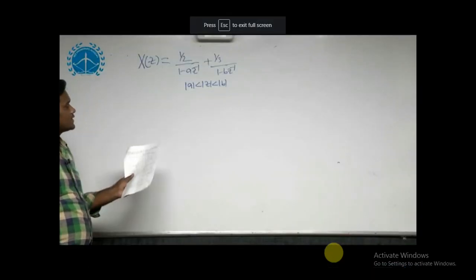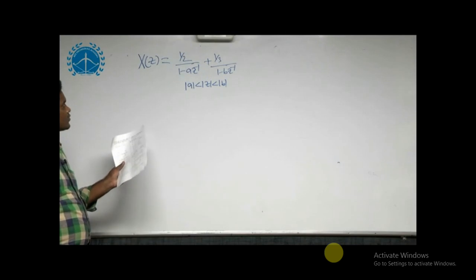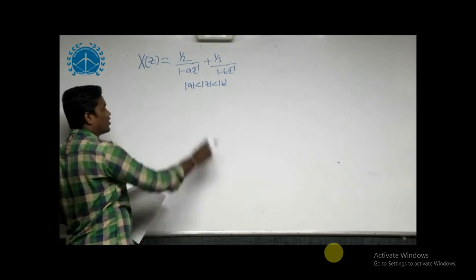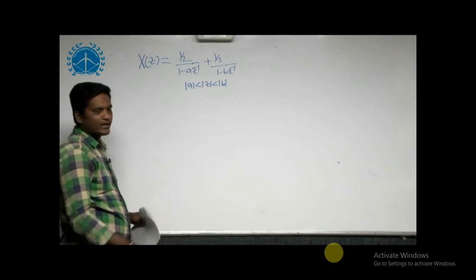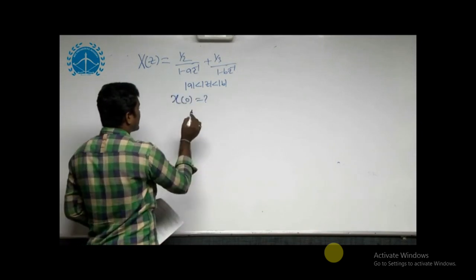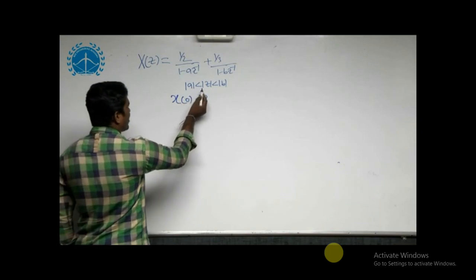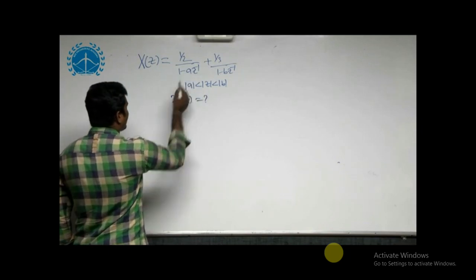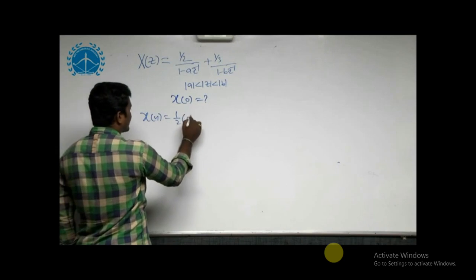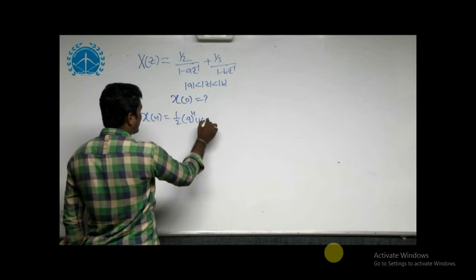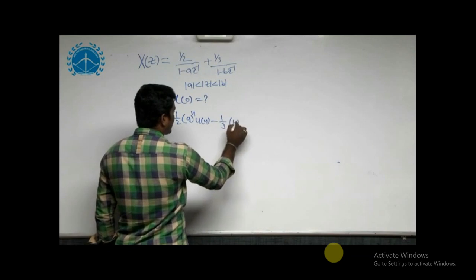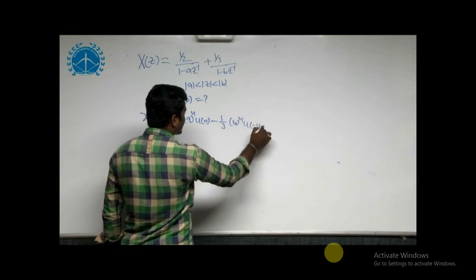This is the Z transform of x of n, and the corresponding ROC is mod A less than mod Z less than mod B, and we are asked the value of x of 0. From the given ROC, mod z greater than mod a means the inverse z transform is 1 by 2 a power n u of n, and mod z less than mod b means 1 by 3 b power n u of minus n minus 1.